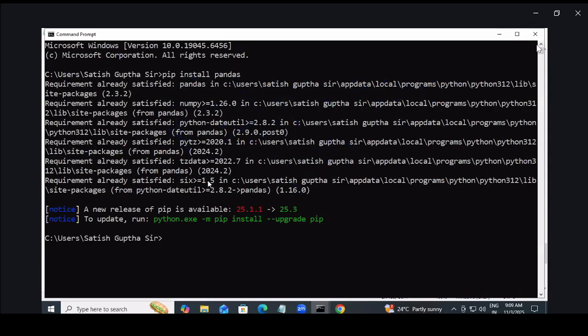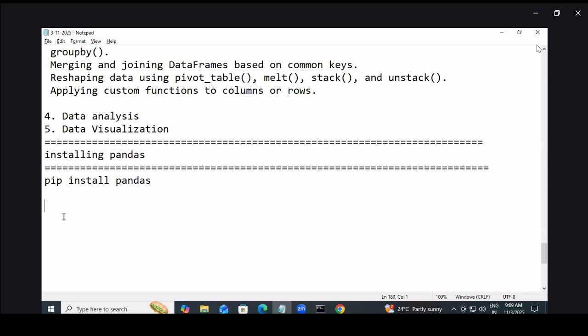So pip install pandas, or you can install directly Anaconda. Okay, right? Yeah, this you give at the command prompt.